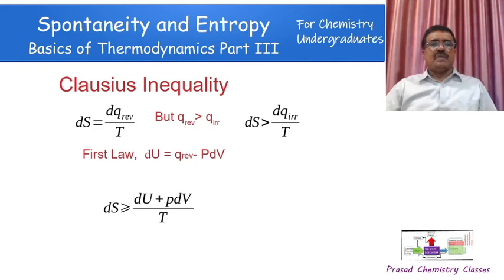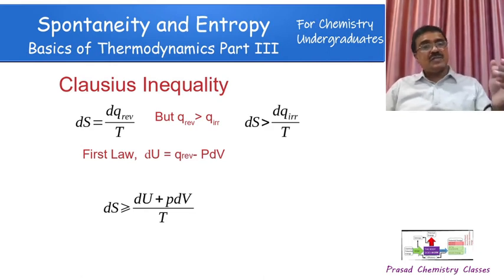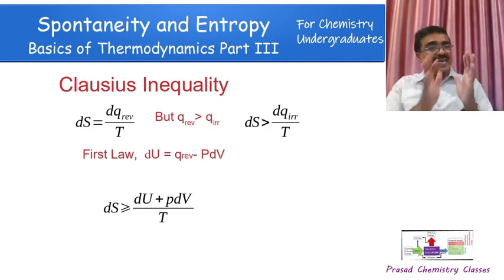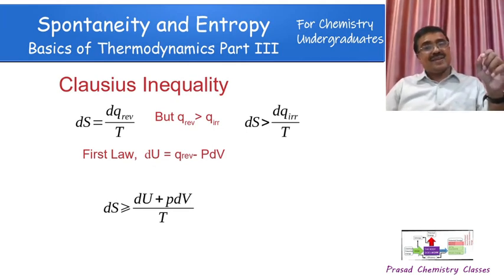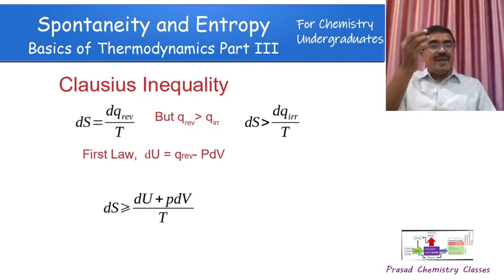Now we come to what we call the mathematical statement of the second law, sometimes put as Clausius inequality. We know the definition of entropy is dS equals dq reversible by T. Now, suppose the same process is happening irreversibly. We are considering the system alone. Then dq reversible is always greater than dq irreversible. Work done or heat exchanged in a reversible process is always greater than that in an irreversible process.